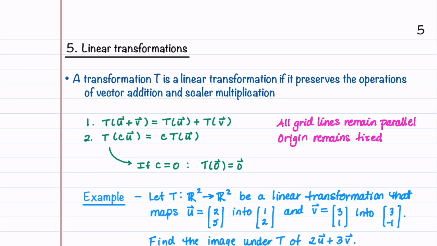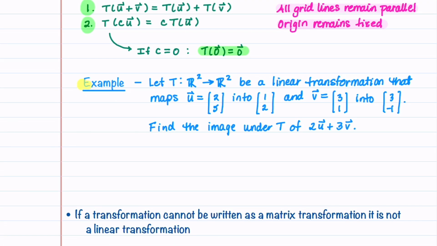Let's now talk about how we can know if a transformation is a linear transformation. A transformation T is a linear transformation if it preserves the operations of vector addition and scalar multiplication. Vector addition and scalar multiplication can be written algebraically like this. Notice in number 2, if C is equal to 0, we get T of 0 is equal to 0. These properties tell us that in a linear transformation, all grid lines remain parallel and the origin remains fixed.